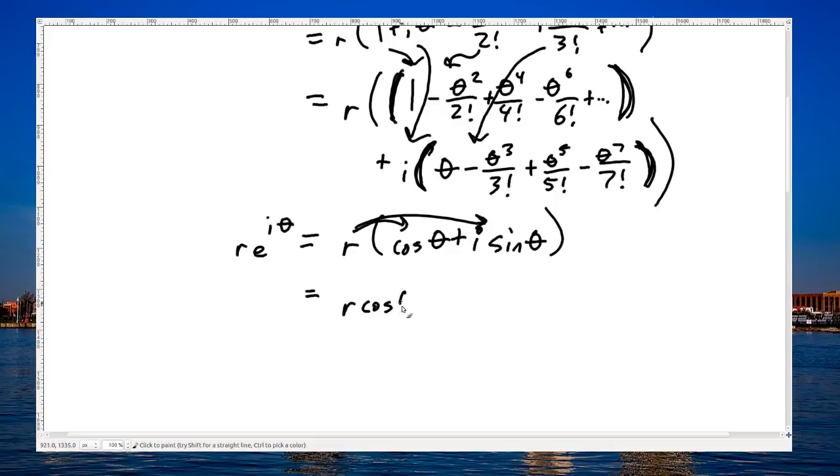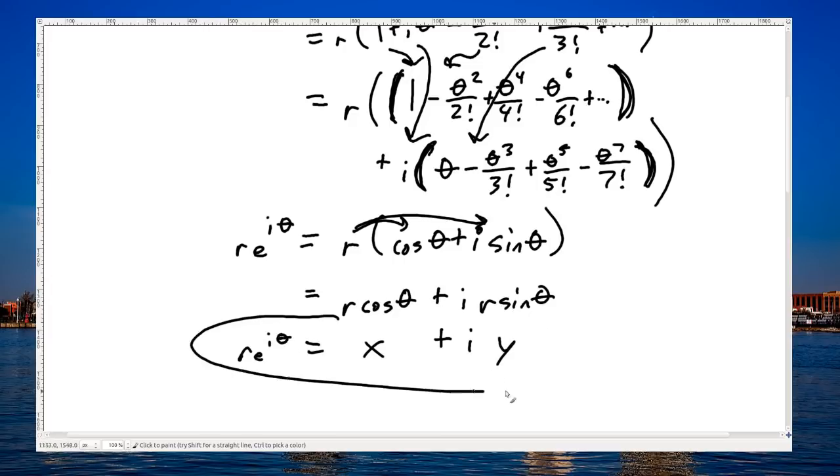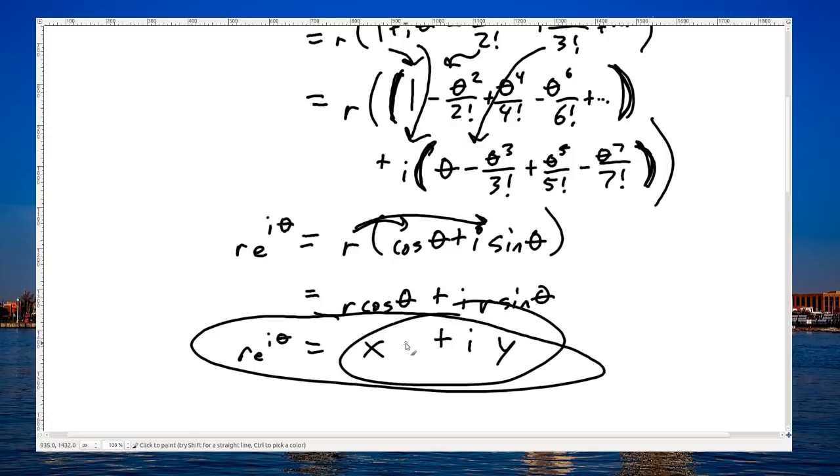We get r cosine of theta plus i times r sine of theta, because that r splits over to both. And then there's my x. r cosine is x, r sine is y. All right, so there is my proof. I've proven to you that you can describe any complex number in terms of r e to the i theta. But this allows you to think of it in terms of polar coordinates.